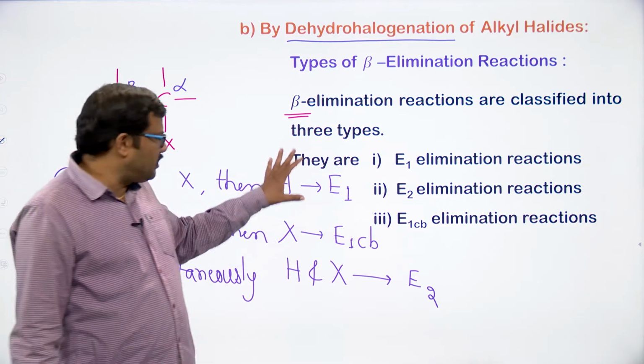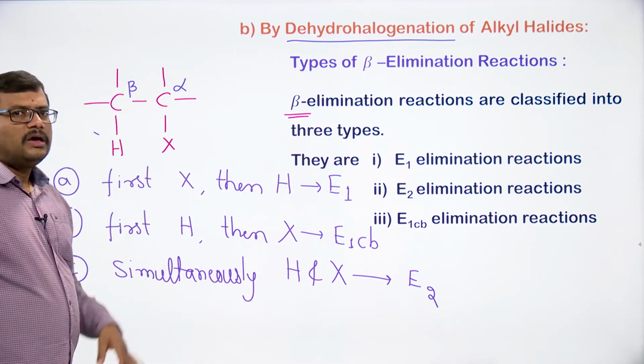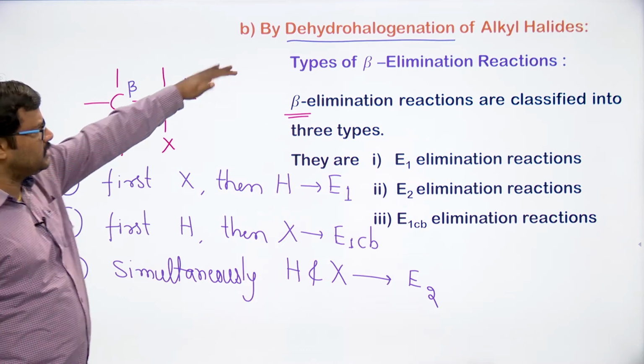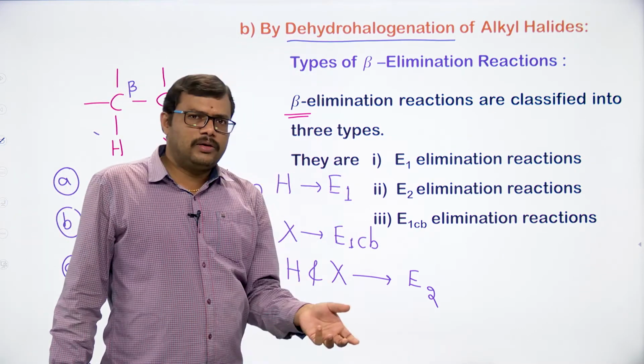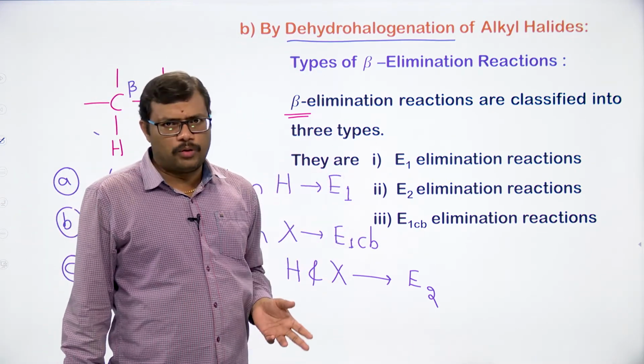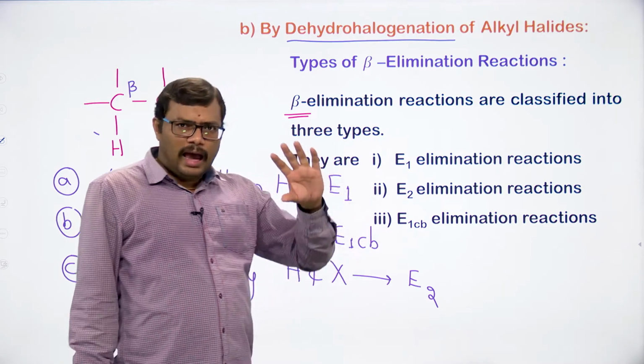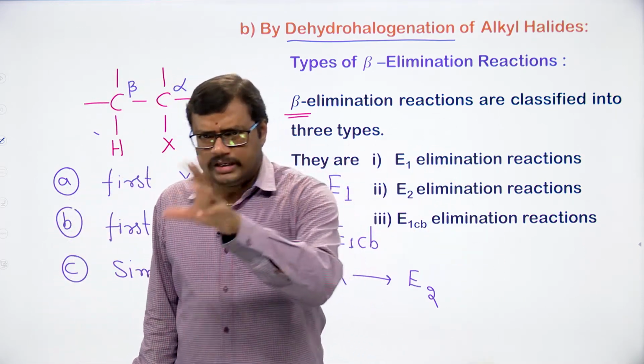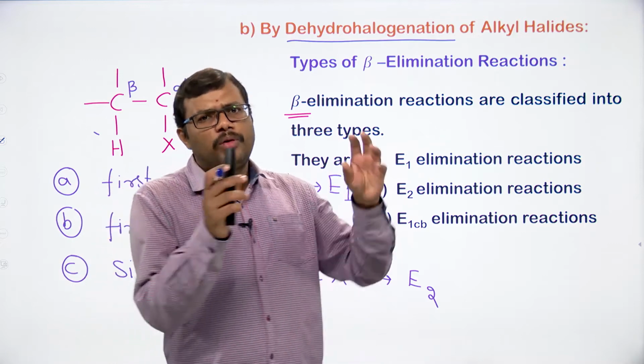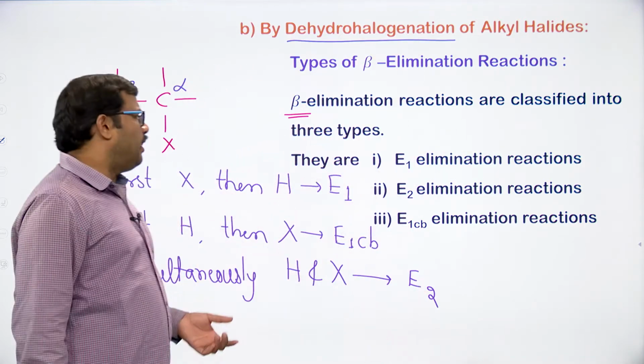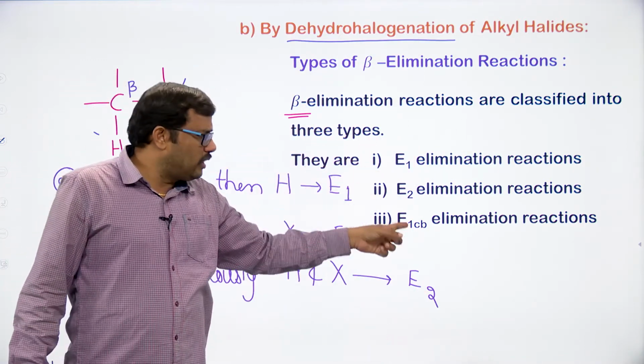So, based on the removal of the groups, which is removed first? This is dehydrohalogenation, so hydrogen and halogen both are to be removed. Which is removed first: whether halogen is removed first, or hydrogen is removed first, or both are removed simultaneously. Depending on that we are getting E1, E2, E1CB reactions.